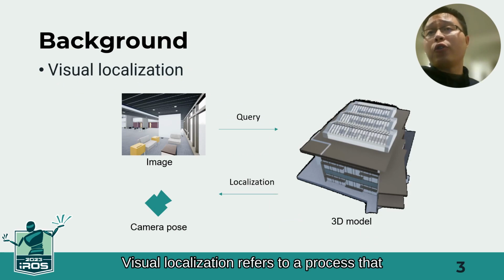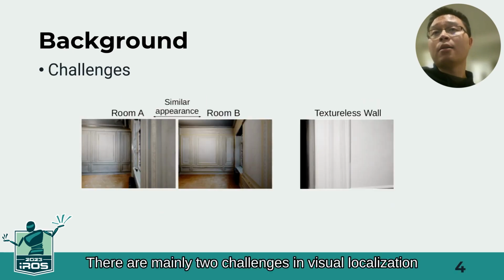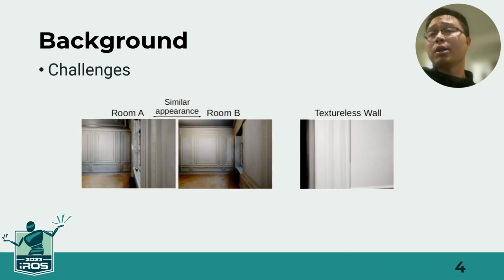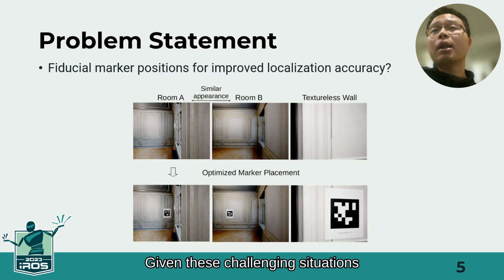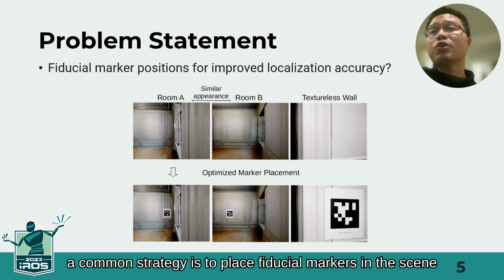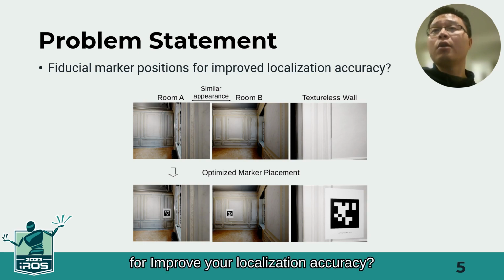Visual localization refers to a process that uses a 3D map and a model to localize a query image within the scene. There are mainly two challenges in visual localization. The first one is similar appearance. For example, the first two images look similar, but they belong to different rooms. The second challenge is textureless areas. Given these challenging situations, a common strategy is to place fiducial markers in the scene. This leads to our problem statement. What are the optimal marker positions for improved visual localization accuracy?